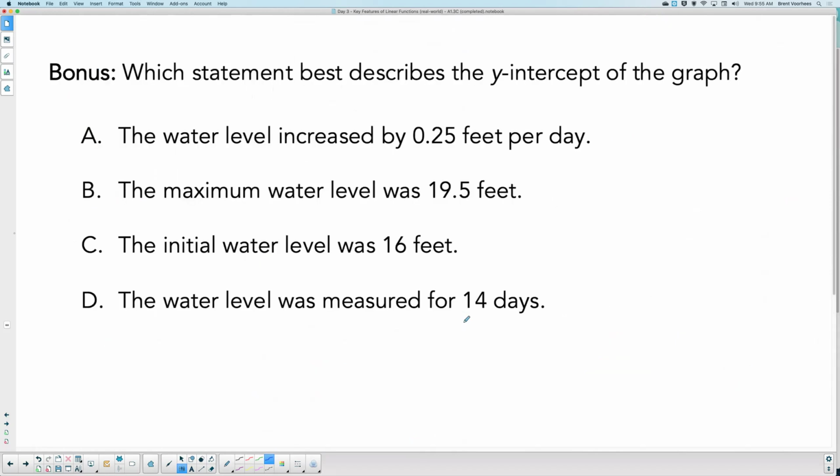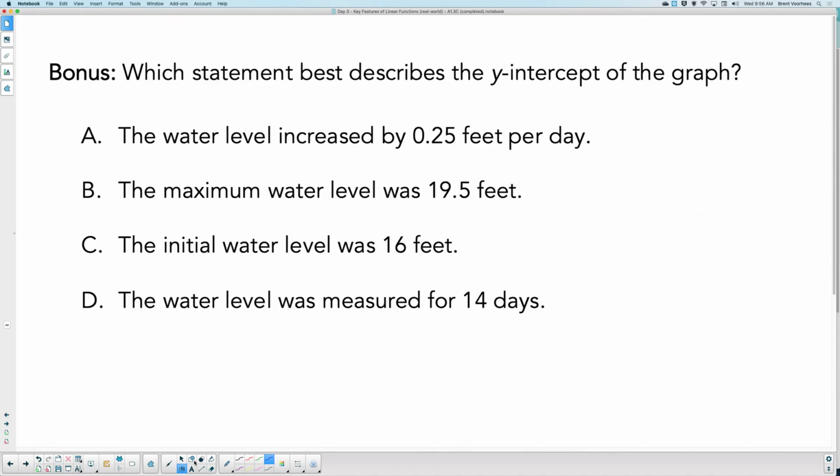Oh, bonus question. Which statement best describes the y-intercept of the graph? Is it A, the water level increased by 0.25 feet a day? Is that what that was? The maximum water level was 19.5 feet. The initial water level was 16 feet, or the water level was measured for 14 days?